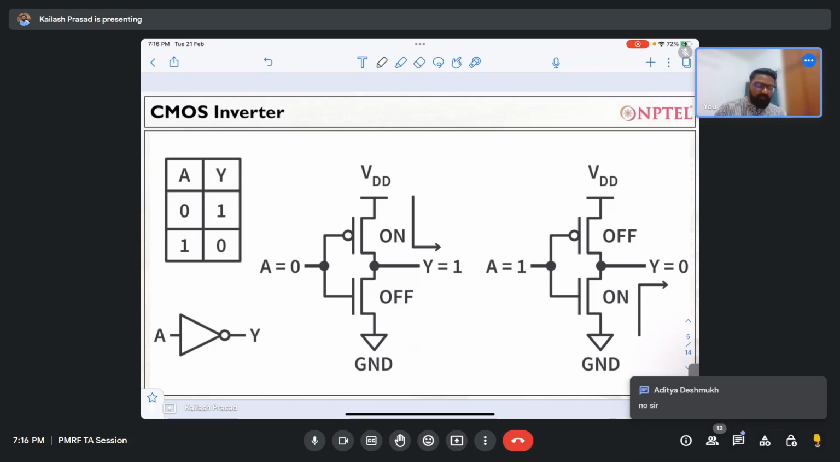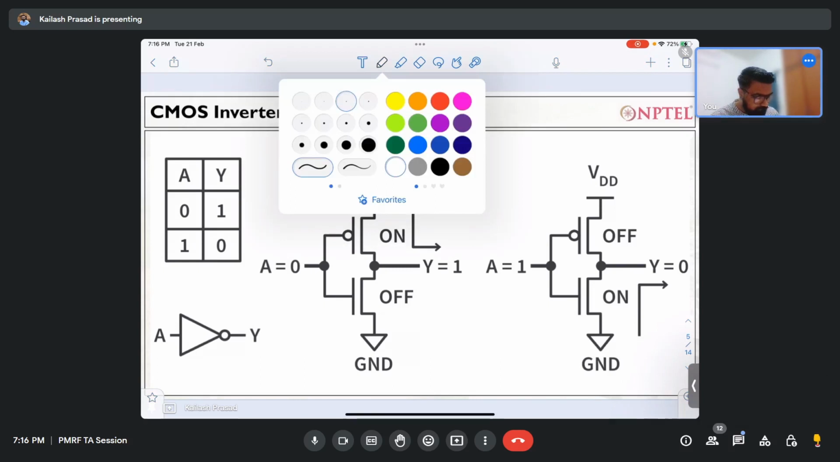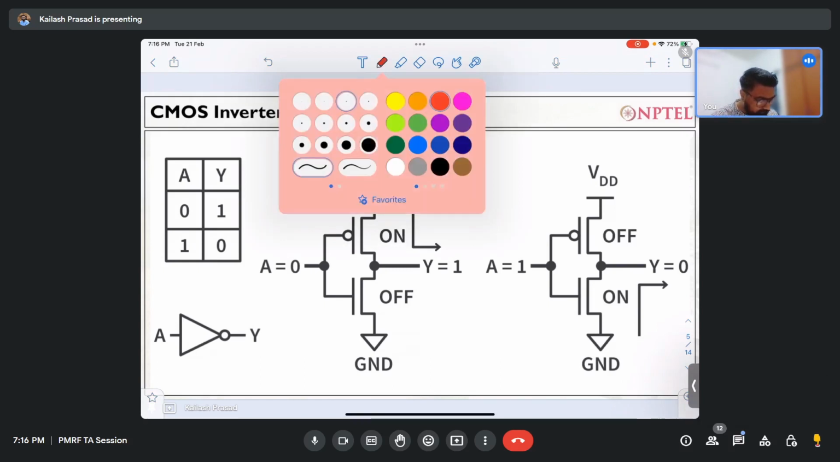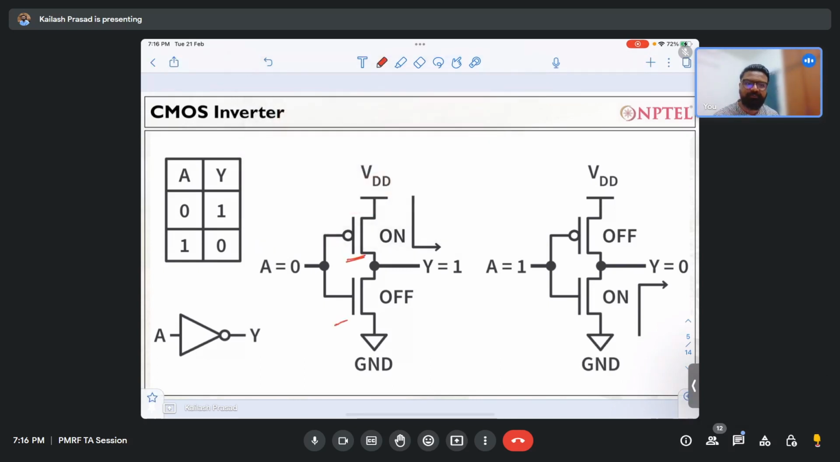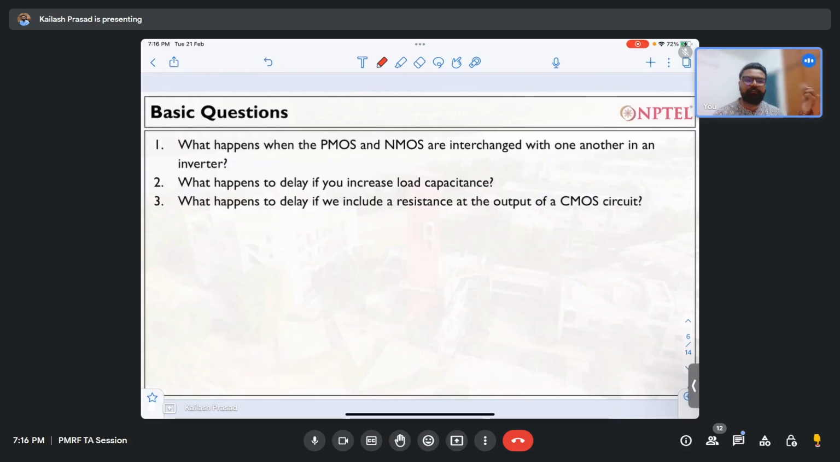Okay, so we will move. So this is the most basic circuit in digital design, which I'm talking about: the inverter. An inverter has a PMOS and an NMOS. If you provide 0, it will give you 1. If you provide 1, the output is 0. Very simple circuit.